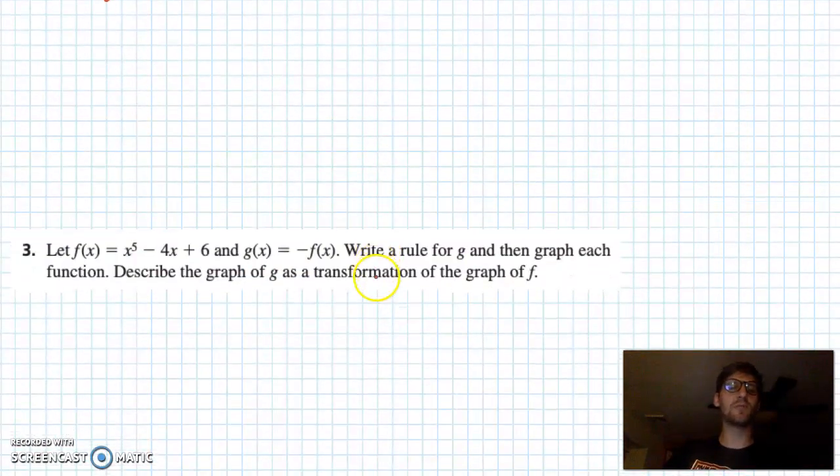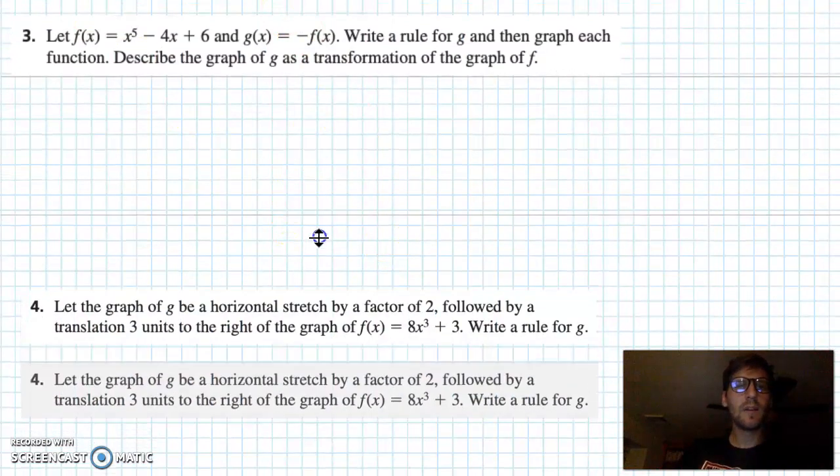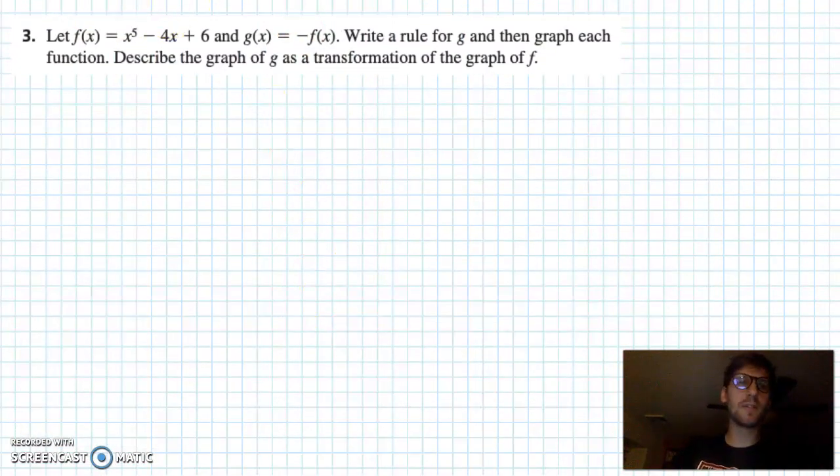Not too bad on those ones. Use the chart for those. I think it'll help a bit. Number 3, this corresponds to example 3, I'm pretty sure. So here it's giving us this function. Okay, it's 5th degree, 3 terms. And g of x, the nice thing here is they're giving us the function notation, negative f of x. Write the rule for g and then graph each function. So they basically tell us what we have to do.